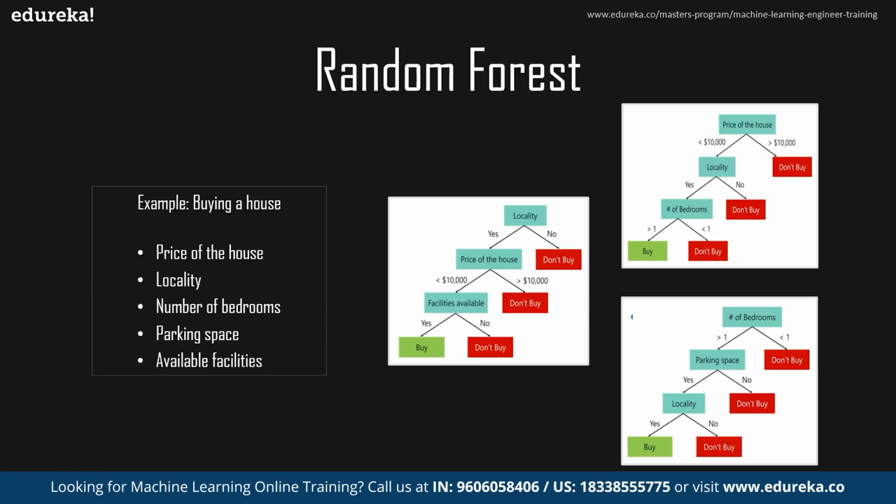In simple words, after creating multiple decision trees using this method, each tree selects or votes for a class. In this case, the decision tree will choose whether or not a house is bought. And the class receiving the most votes by a simple majority is termed the predicted class.